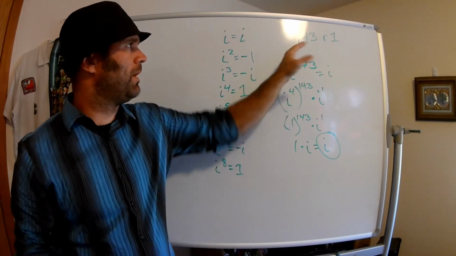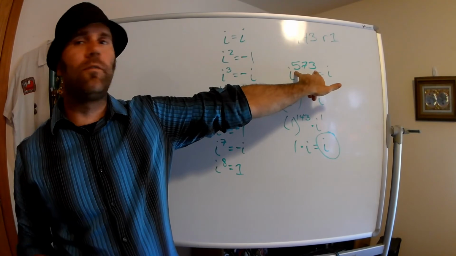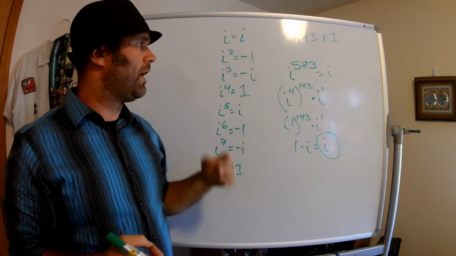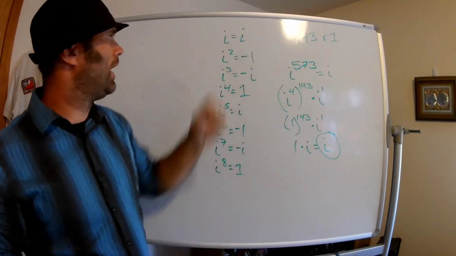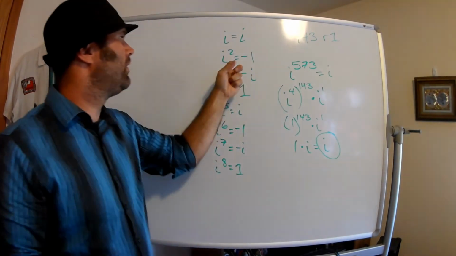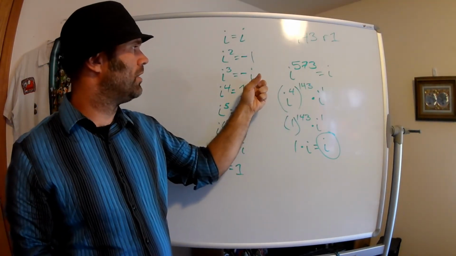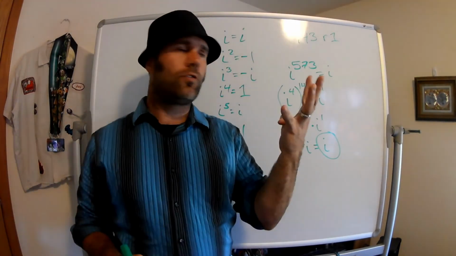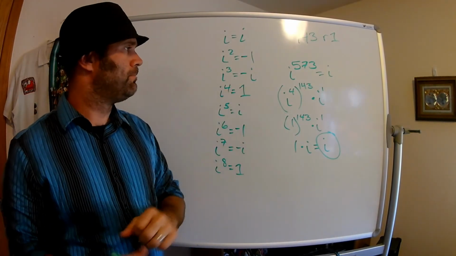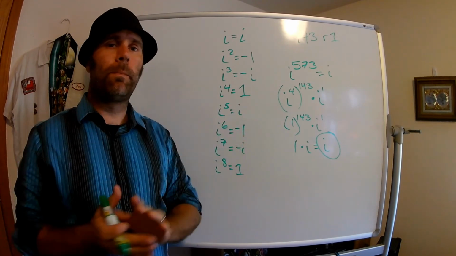So as long as you divide by 4 and then figure out what your remainder is, if that remainder was 1, then the answer is I. If the remainder is 2, then the answer is negative 1. If the remainder is 3, then the answer is negative I. And if the answer is 4, then your answer is 1. Simple.